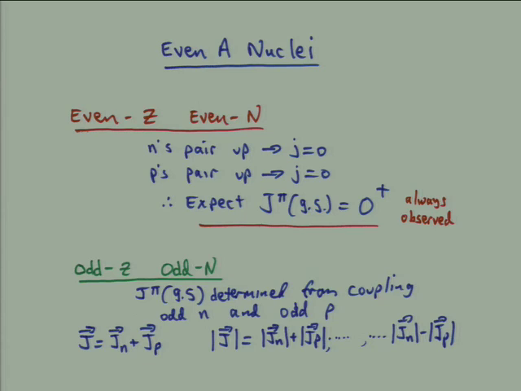Okay? So if I were guessing here, let's go back a minute. This is, let's say, a 1f 7 halves orbital. What is the L value of that orbital? What does the F mean?